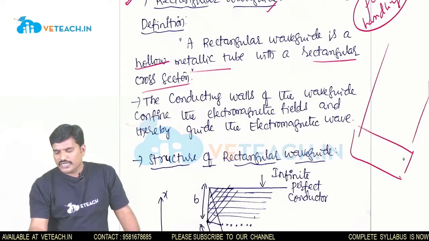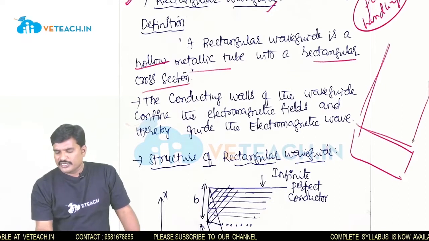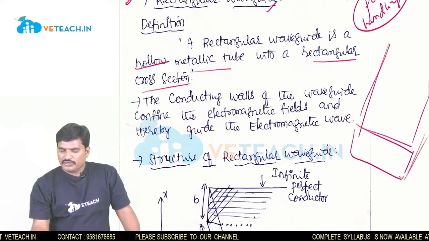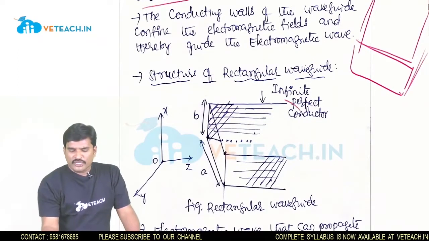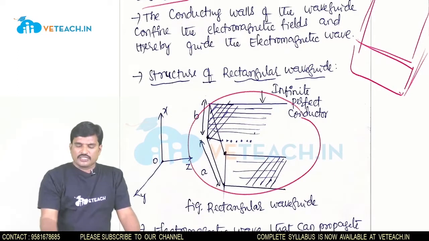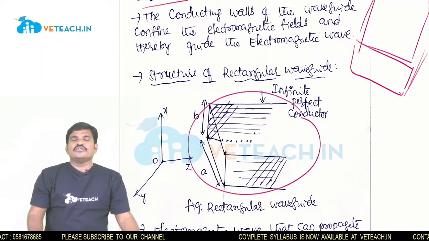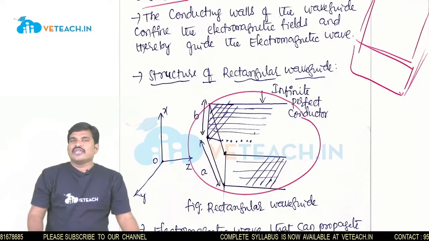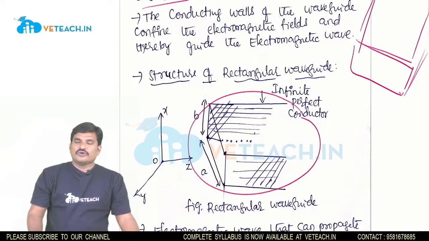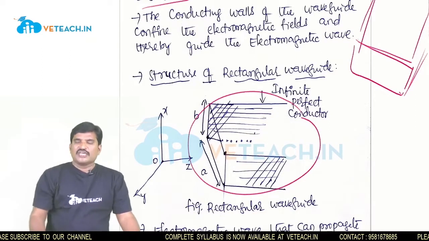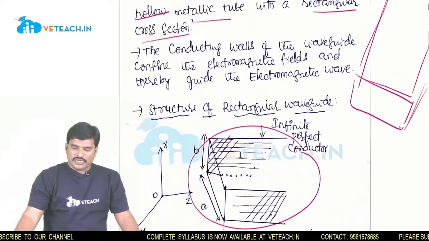Look at what I have written here. This is the rectangular cross section. Look at the diagram; this is the structure of a rectangular waveguide. Look at the shape we have written here. It is a rectangle. In a rectangle, the adjacent sides are unequal, and the opposite sides are equal. That is called the rectangular shape.